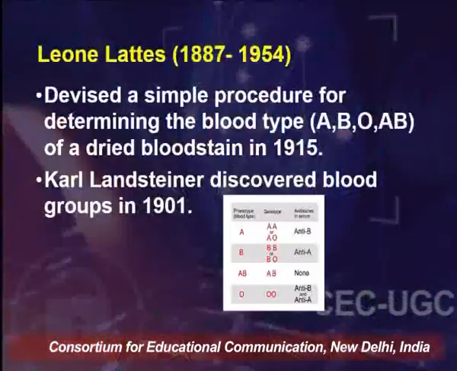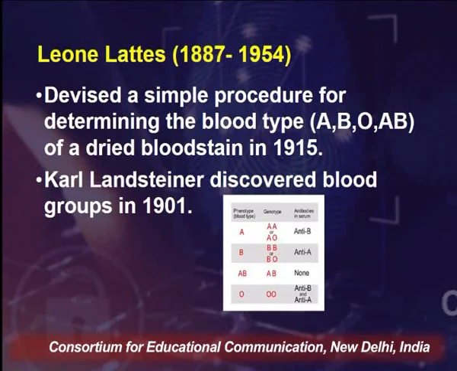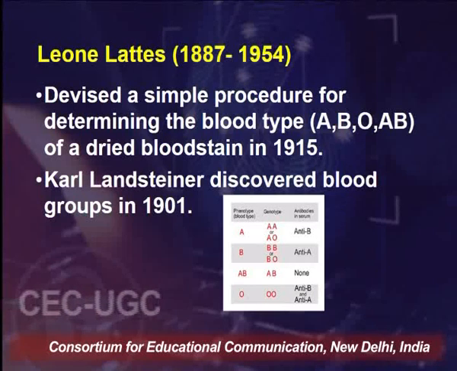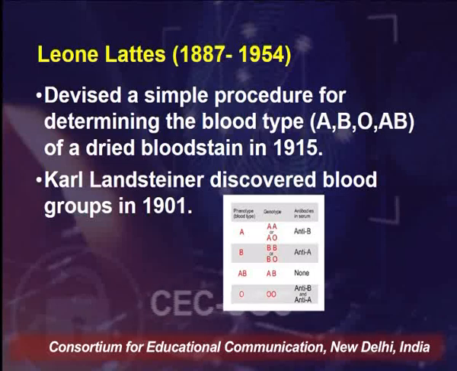Leone Lattes developed a simple procedure for determining the blood type A, B, O, AB of a dried blood stain in 1915. Karl Landsteiner discovered blood groups in 1901, and Leone Lattes further provided a simple procedure to analyze these blood types.